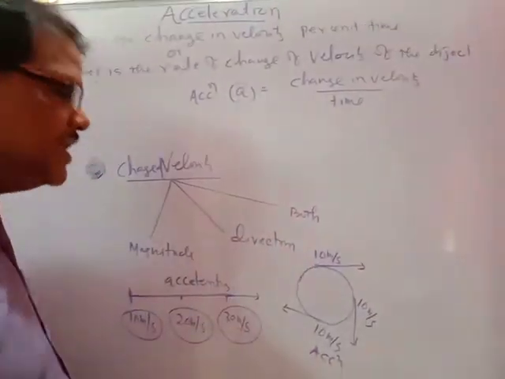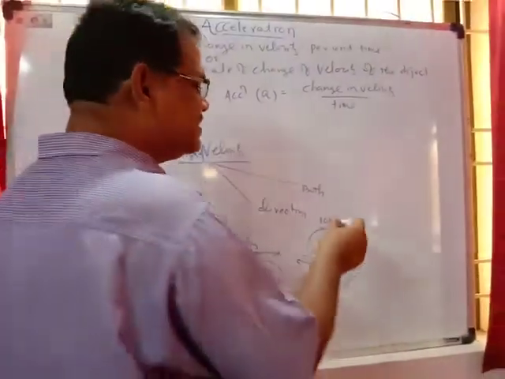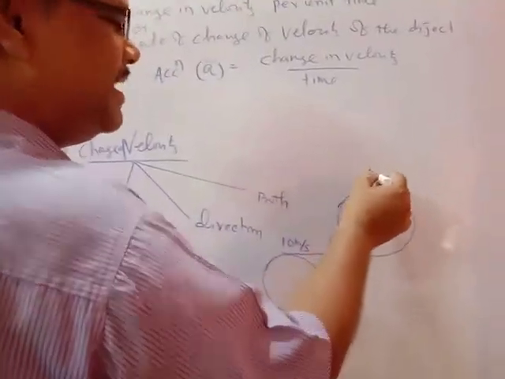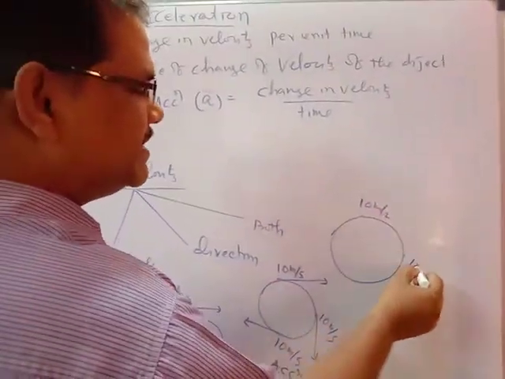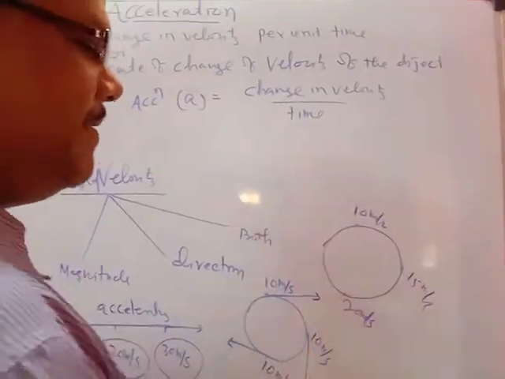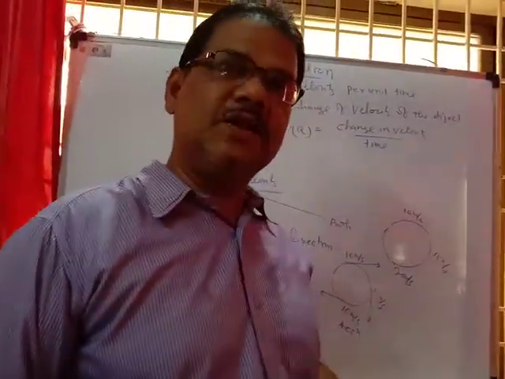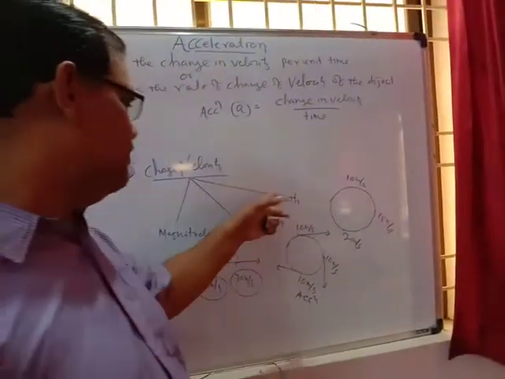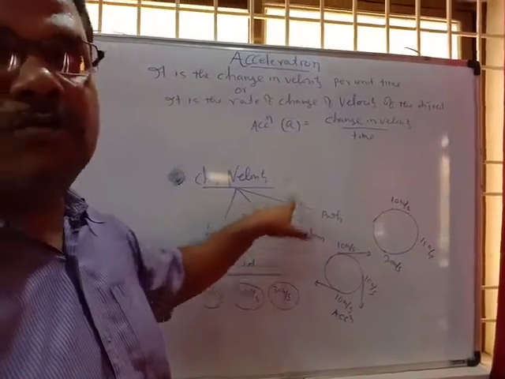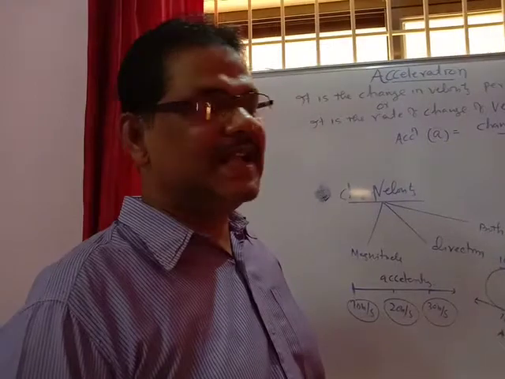It may also be both cases: the object is moving in a circular path, and the magnitude changes, 10 meter per second, 15 meter per second, 20 meter per second, so at every point you find a different speed, and the direction is also changing. In that case we say both. It is clear that if the magnitude changes, the direction changes, or both change, then we can say the object is accelerating.